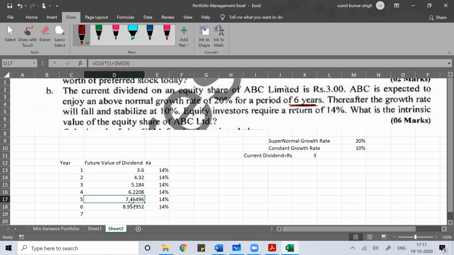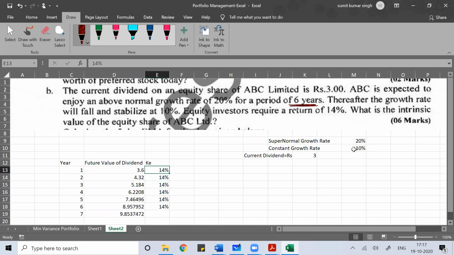On a year on year basis you can find your supernormal growth rate. Now from the seventh year, what is happening? From the seventh year it is growing at the rate of 10%.